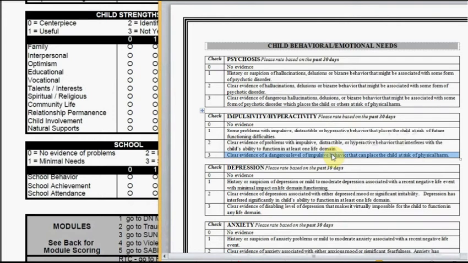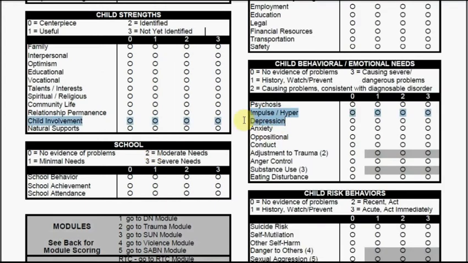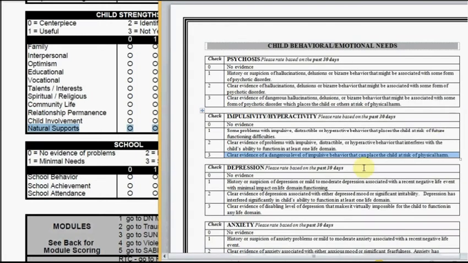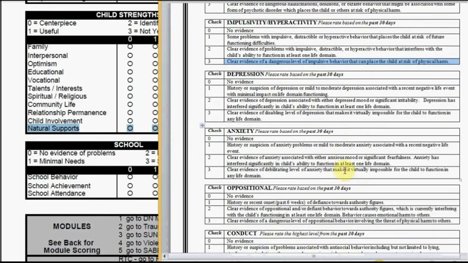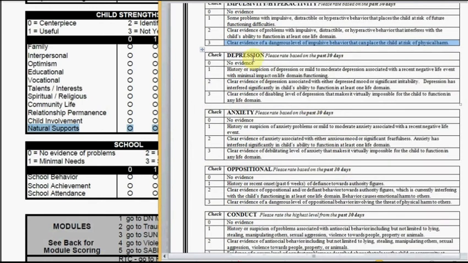The other difference is the dangerousness of the behaviors. There's clear evidence that those behaviors have a dangerousness level, and these behaviors place the child at risk of physical harm. The next item is depression. Depression and anxiety have very much the same criteria. Actually, depression, anxiety, and oppositional have the same criteria. So I am going to go through them at the same time, and here you have them on the screen.